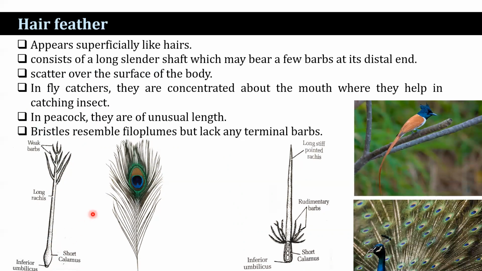Hair feathers are scattered over the surface of the body, but in some birds, such as flycatchers, they are concentrated about the mouth where they help in catching insects. In peacock, they are unusual in length. And these are the bristles. And what is the difference between the bristles and the hair feathers? In case of the hair feathers, there is the presence of the barb, but in case of the bristles, they lack terminal barbs.